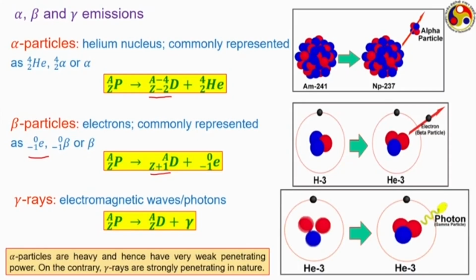Gamma rays being electromagnetic waves, they are highly penetrating in nature, whereas the alpha particles, being the heaviest, have very weak penetrating power. Actually, they can be stopped just by a very thin piece of paper. Beta rays have penetrating power in between the alpha and gamma rays.